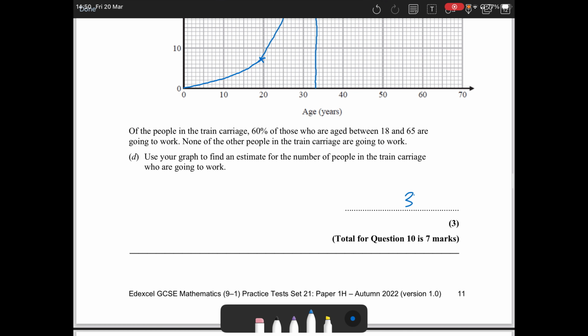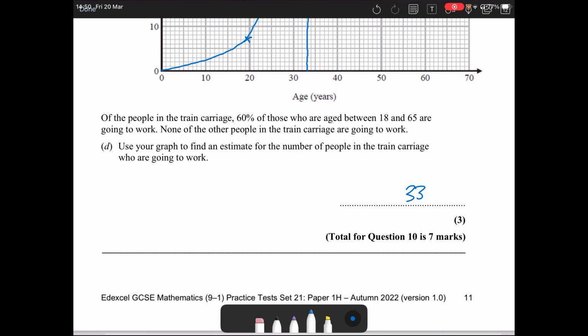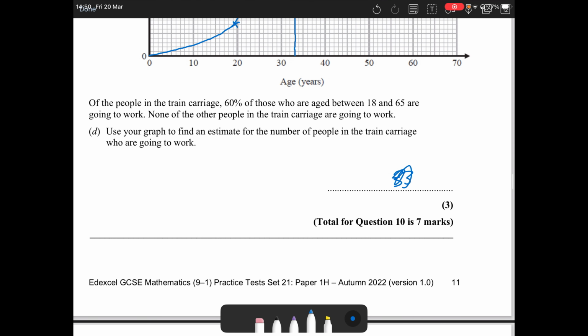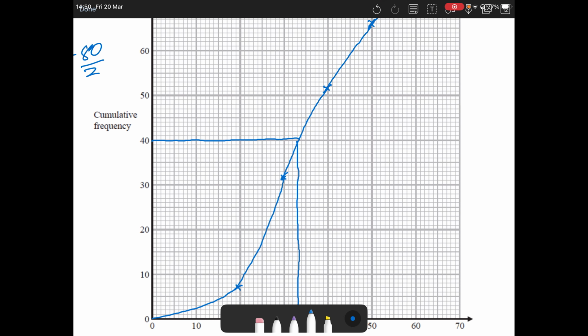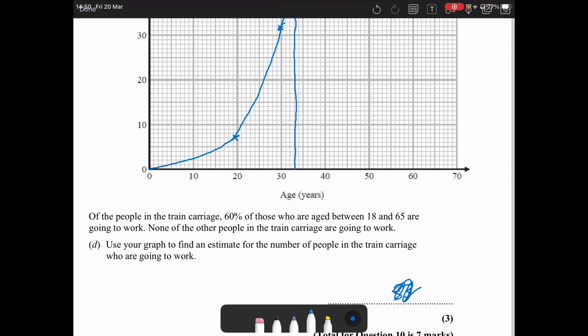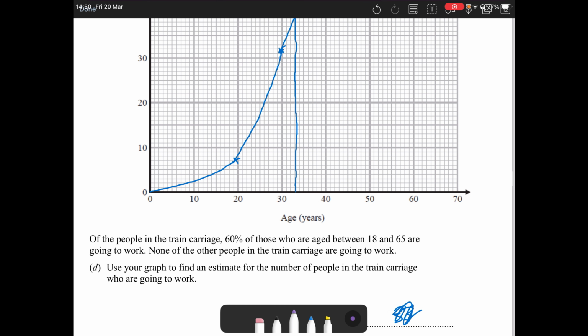Again, you are allowed, I would probably say anything that's 32, 33, 34 would be accepted. Sorry, I've just answered the wrong question. This is part C. Beg your pardon, 33 years there. And of course, the last question: of the people in the train carriage, 60% of those who are aged between 18 and 65 are going to work. None of the other people in the train carriage are going to work. Use your graph to find an estimate for the number of people in the train carriage who are going to work.